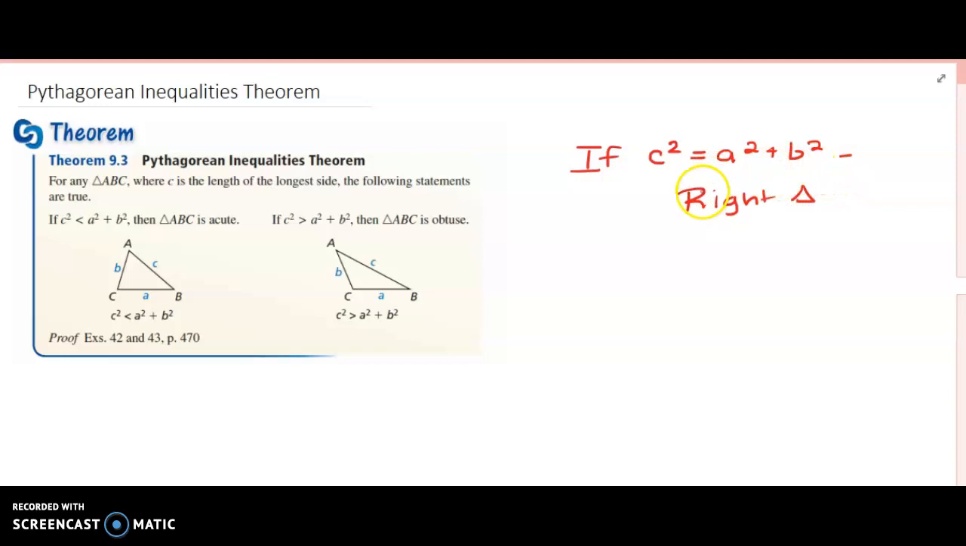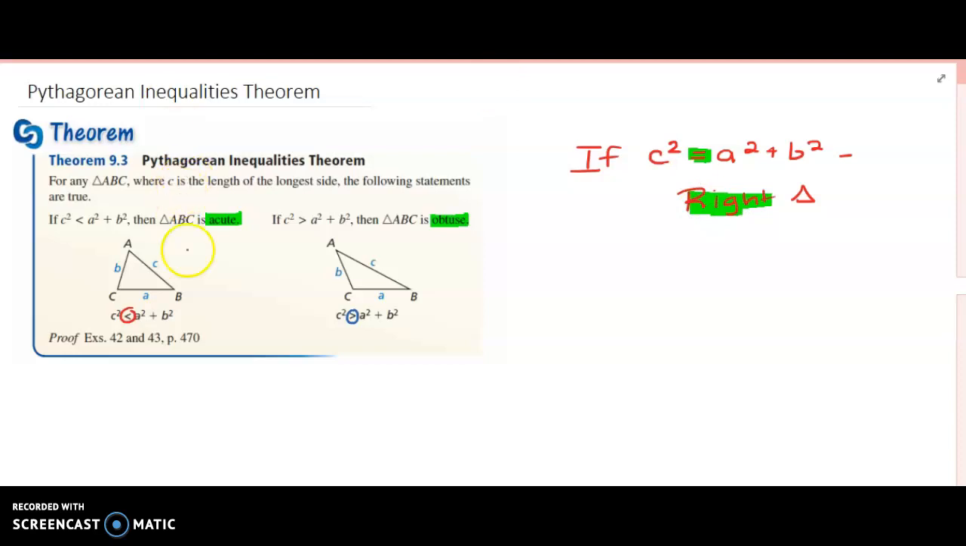Okay, but if it's not equal, then c squared has to either be bigger than a squared plus b squared, or c squared has to be less than a squared plus b squared. Okay, well, if c squared is less than, then we have an acute triangle. Okay, if c squared is greater than, then we have an obtuse triangle. And once again, if it's equal, we have a right triangle.